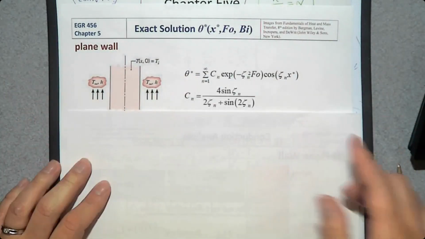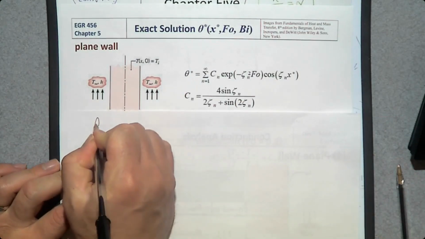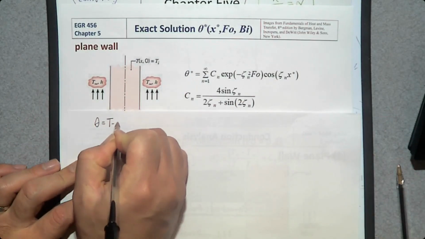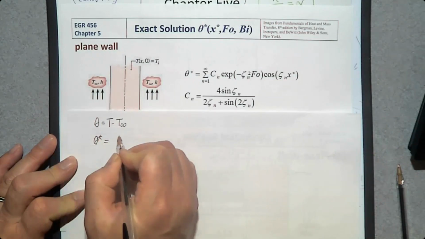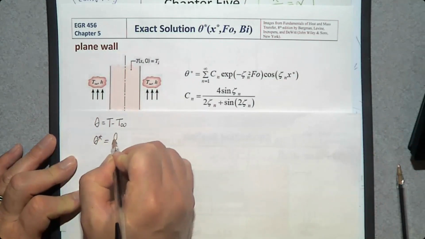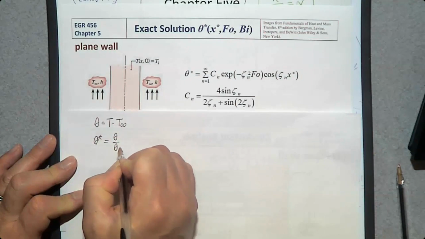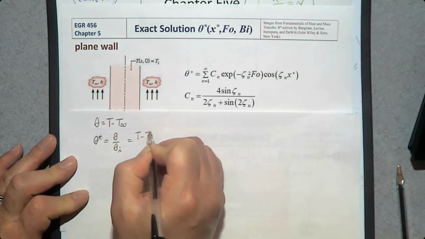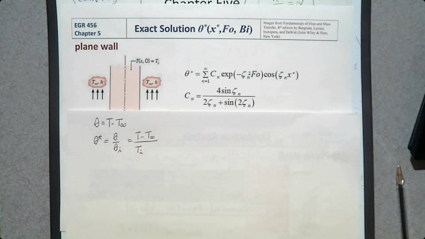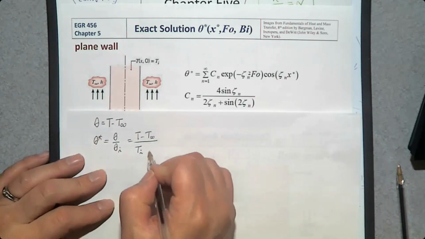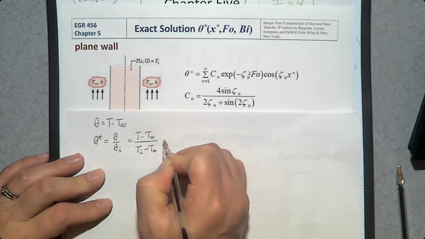Theta star means theta divided by theta i, which is (T minus T infinity) over Ti. What is Ti? Texas Instruments? No. Initial temperature. Minus T infinity is going to be what?